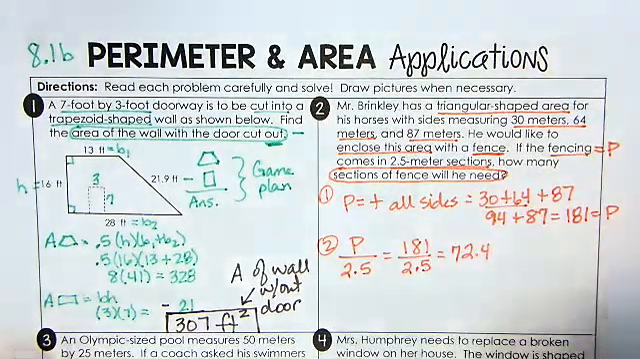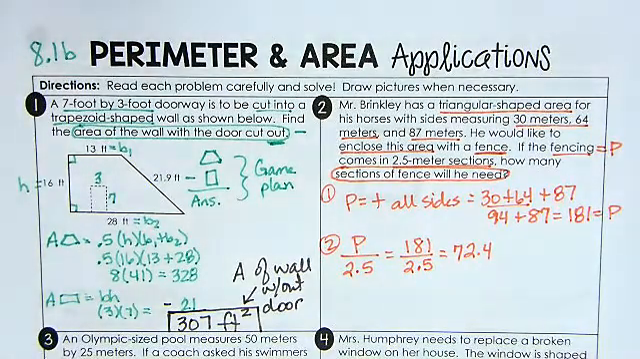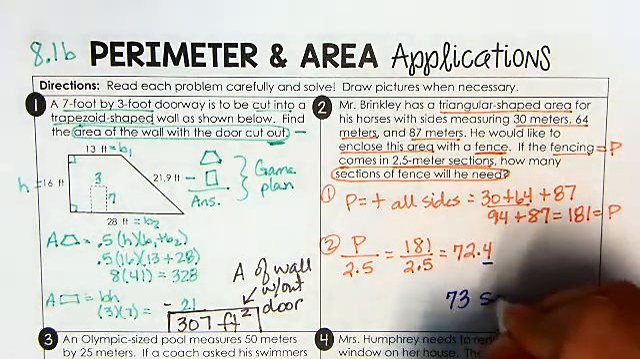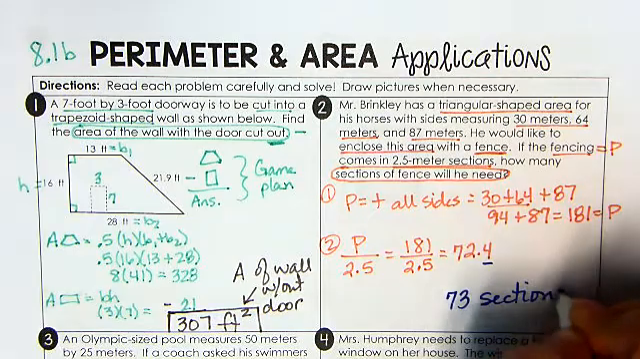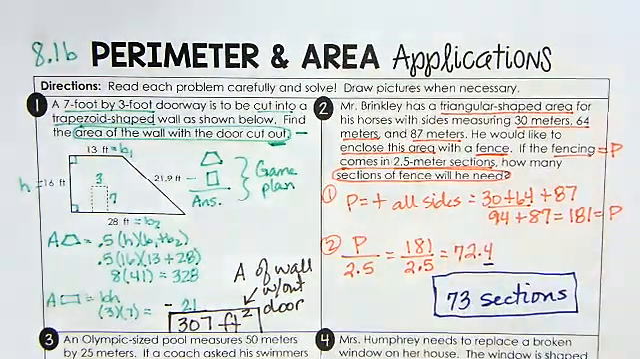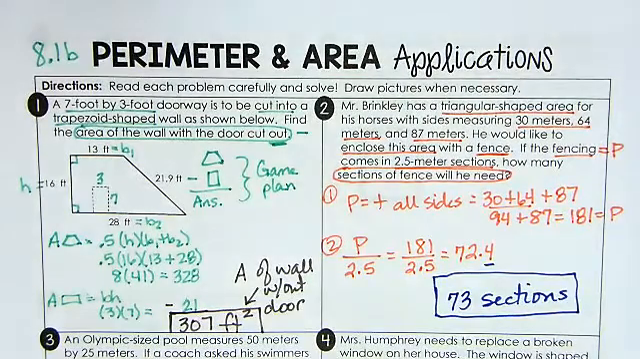When I do 181 divided by 2.5, we actually end up with 72.4. Now, here we have to think, if I do 72 sections, am I going to have enough fence? No. I have to go up because I've got to take into consideration that 0.4. So my actual answer is 73 sections. I may have some extra, but I have to do that so that I can make sure I can fence in the entire area. All right, moving right along.